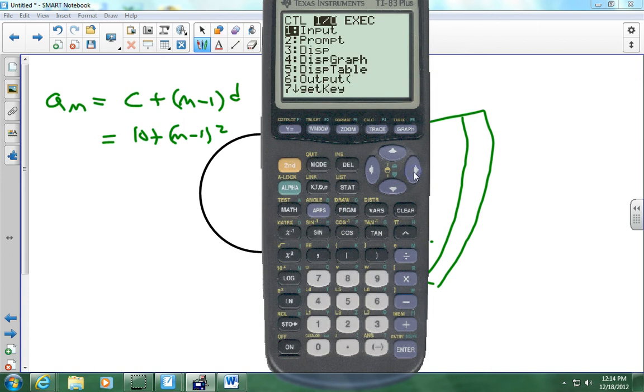Program, I/O, display that rule that we have on the board. 10 plus, parentheses, alpha n, -1, times 2. Now we can make this more general and have one of the inputs be the first term, the C, and one of the inputs be the common difference if you want, but I'm doing the Westbury problem.